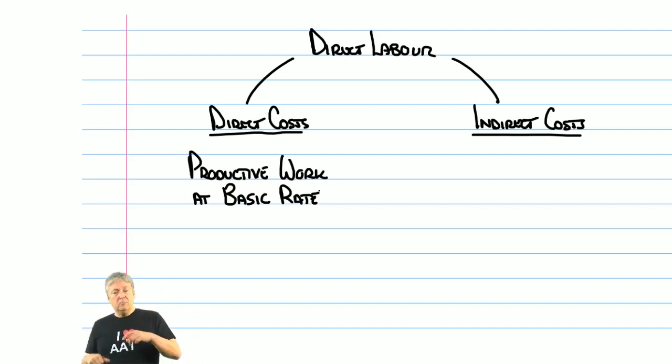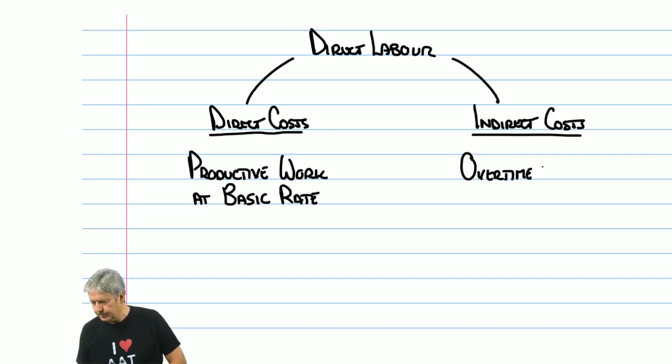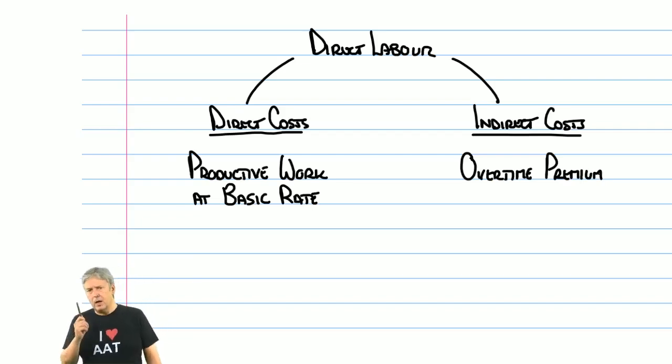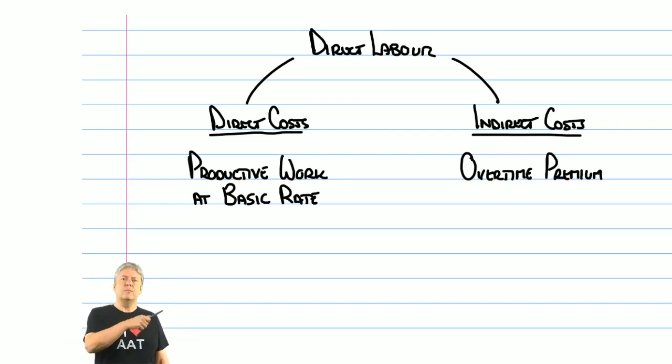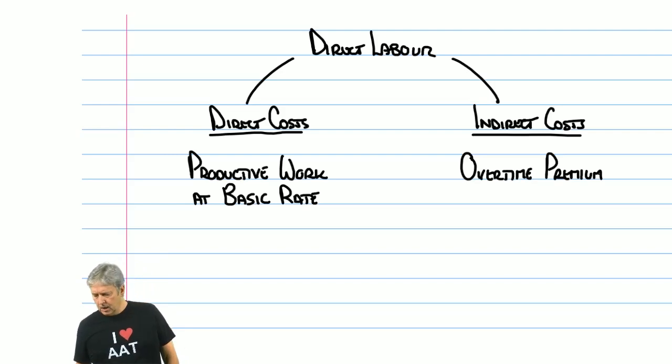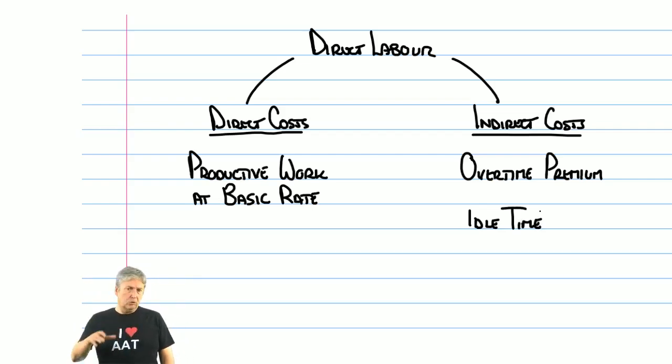So normally the only thing we have to worry about is that the direct cost is productive work at basic rate. And the sort of indirect costs we would have would be any overtime premium, but also there are other non-productive things that may occur. Okay, so we may have idle time. You know, when for reasons beyond their control, a labourer cannot do their job. Or we may have training.